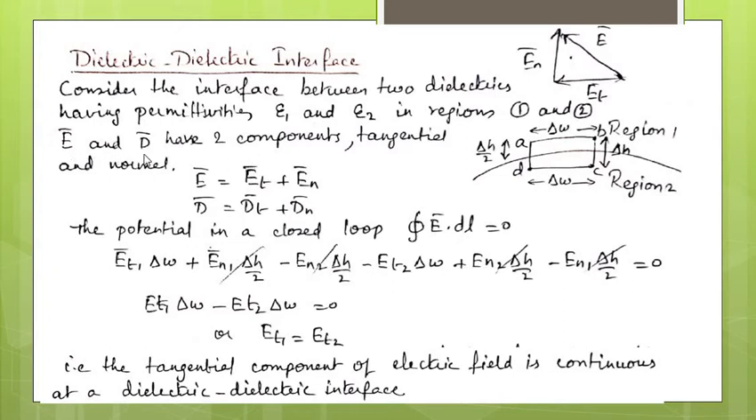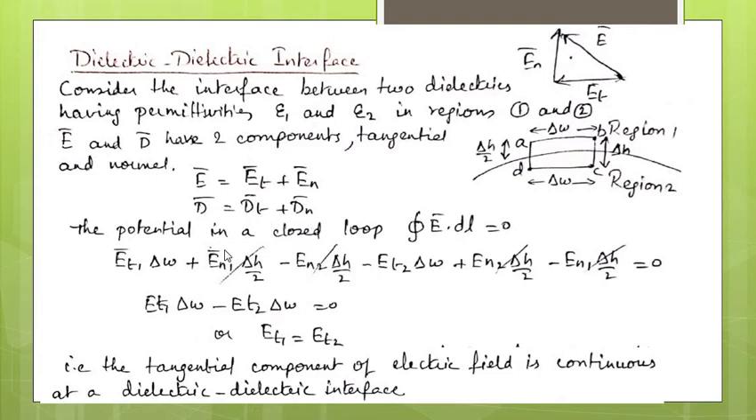So both the electric field E and the D component. Here D is the electric flux density and E is the electric field intensity. So both of these two have two components. One is the tangential, second one is the normal. So the total electric field is the sum of the tangential component plus its normal component. Similarly, the electric flux density is also equal to the tangential component plus its normal component.